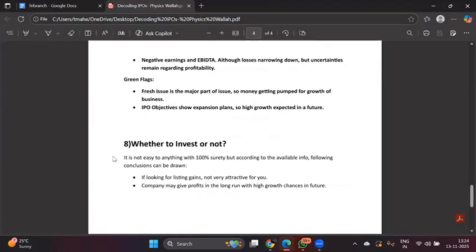So whether to invest or not, it is not easy to say anything with pure surety, but with the available info, we can draw out some conclusions. If you are looking for listing gains, I don't think the IPO is very attractive for you because it has a very low GMP and low subscription rate as well. But the company is a solid business and it is a market leader, so it might give better returns in the longer term.